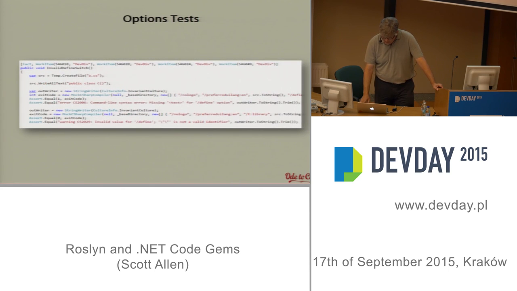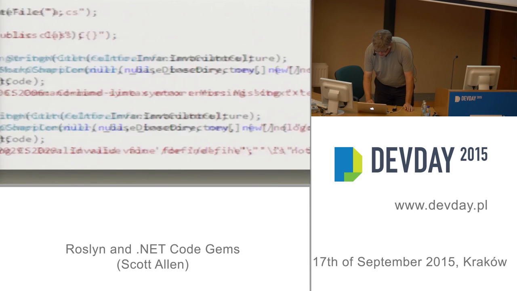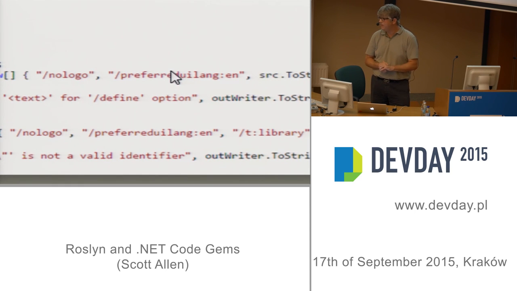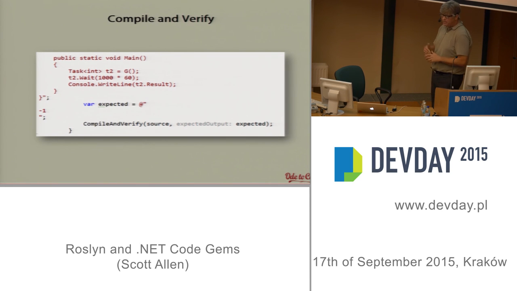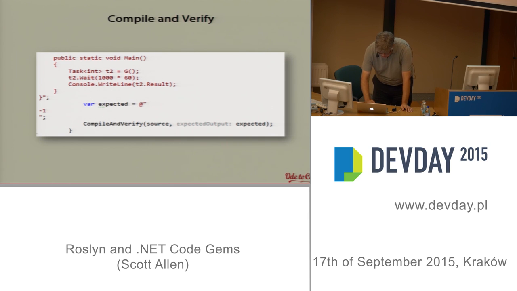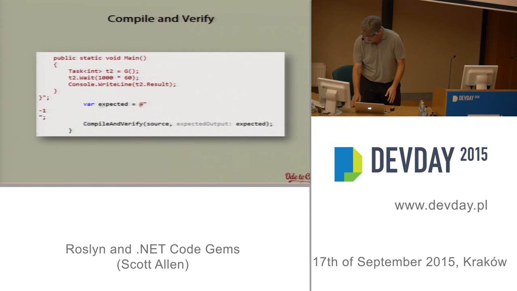How do you test that the command line options are parsed correctly? Well, you have a bunch of tests that throw various command line options at the compiler, and you see what result it gives you. Did it tell you there was a warning? Did it tell you there was an error? And that's just another example of, hey, we have this hunk of code, we're going to compile it, we're going to verify that it produces the output -1 when it executes. So, lots of useful helper methods inside of here, compile and verify.